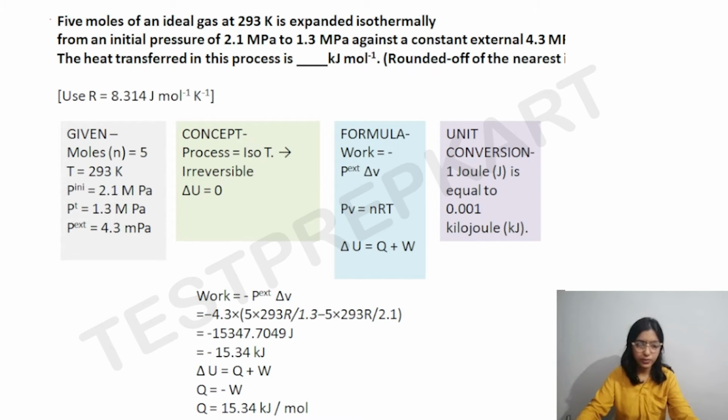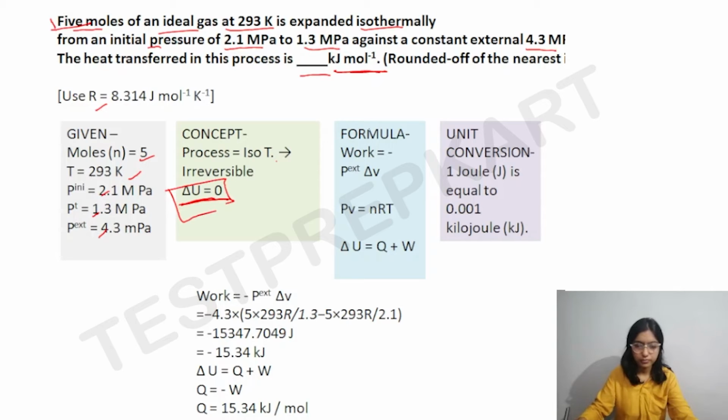Let's understand this with an example. This is a question that has been in JEE. 5 moles of an ideal gas at 293 Kelvin expanded isothermally from an initial pressure of 2.1 megapascal to 1.3 megapascal against constant external pressure 4.3. The heat transferred in the process is dash kilojoule per mole. So the information we have is R, number of moles, temperature, initial pressure, final pressure, external pressure. You know the process is isothermal, so delta U will be 0.